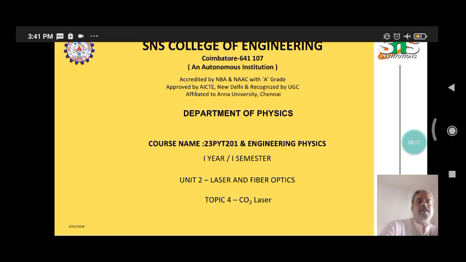Today I discuss another topic of laser and fiber optics. The next type of laser is the CO2 laser, which is a gas laser example.